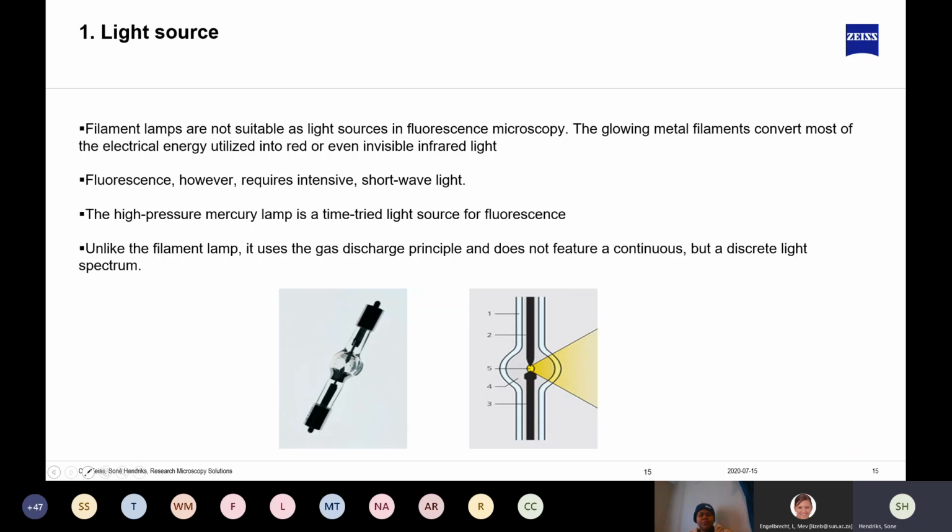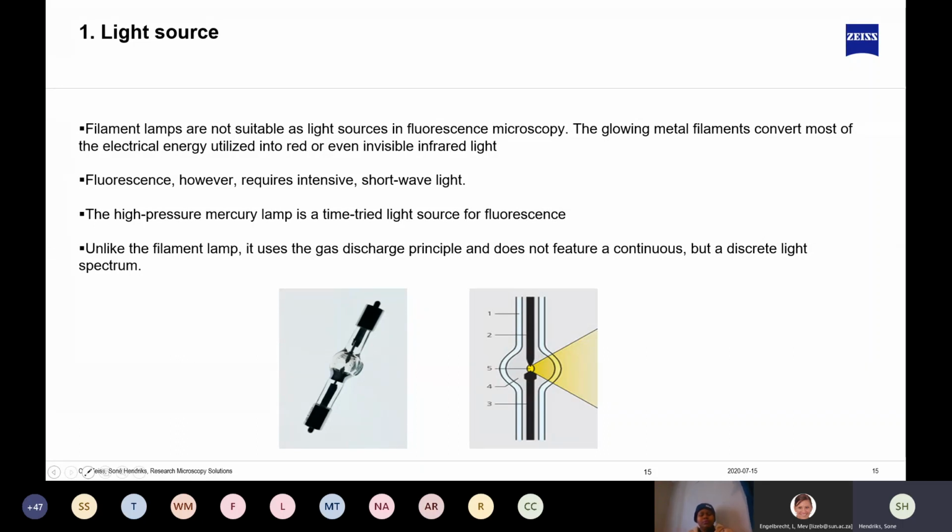So your high pressure mercury lamp is a time-tried light source for fluorescence because it is a broad spectrum, it gives off a discrete light spectrum, which would give you specific excitation of almost all available commercial dyes.